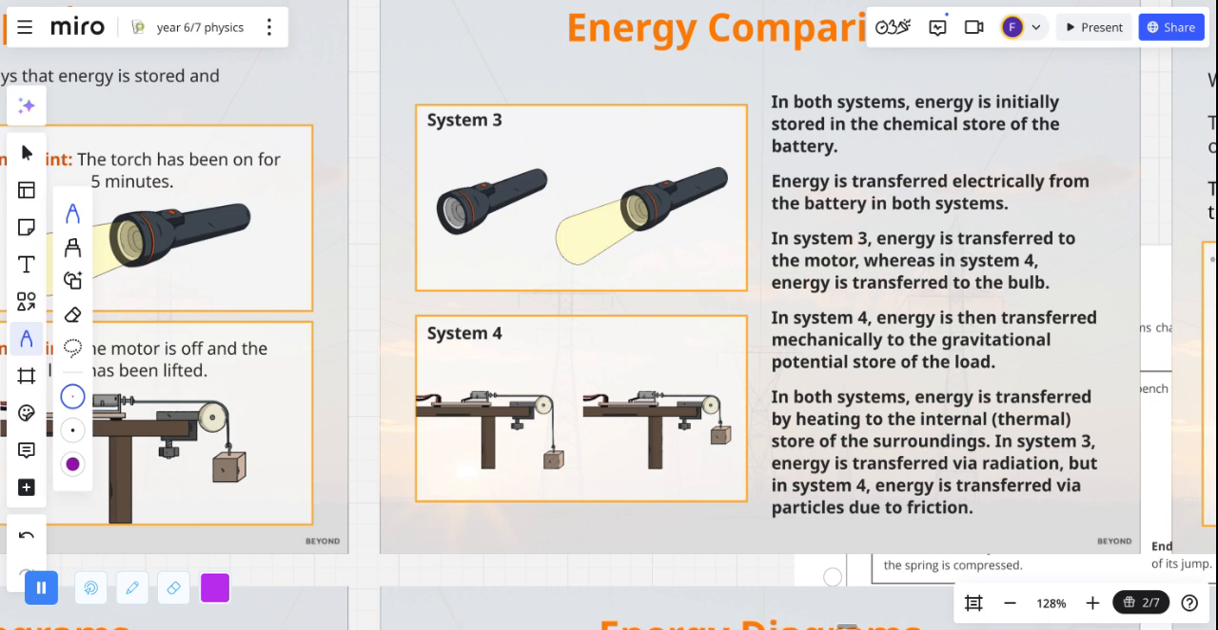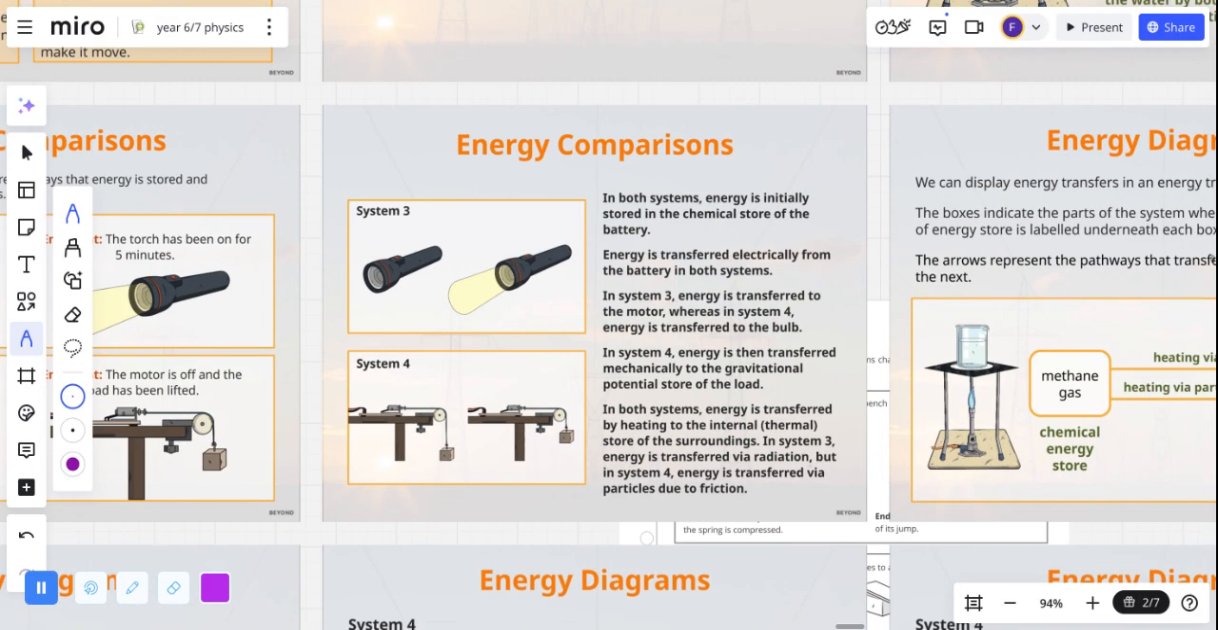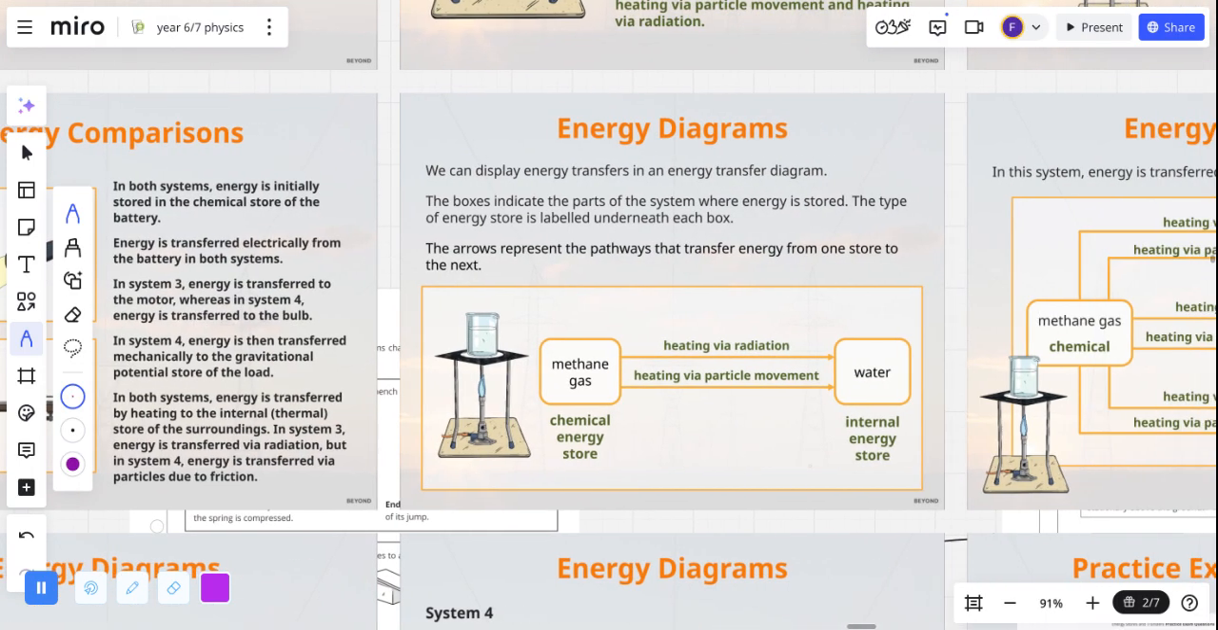In both systems, you will heat up the surrounding area, right? In system 3, this one with a torch, it is by radiation because it's giving off infrared radiation. In the bottom one, it's friction. All right. These are energy diagrams.